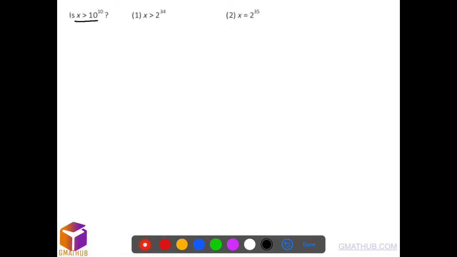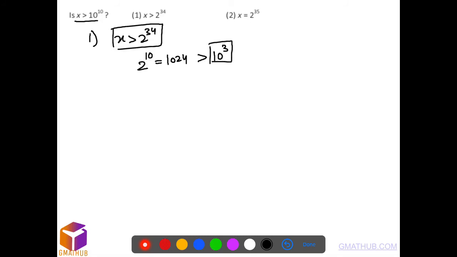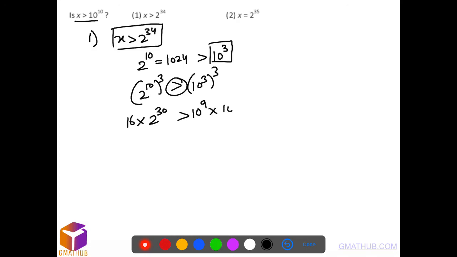Is x greater than 10 raised to power 10? First statement, x is greater than 2 raised to power 34. Now if you see, 2 raised to power 10 is equal to 1024. That is greater than 10 raised to power 3, which is 1000. Now if you take cube on both the sides, the inequality will remain the same. So 2 raised to power 30 is greater than 10 raised to power 9. Now if I multiply this with 16 and this with 10, obviously the inequality sign will remain the same. Now this will become 2 raised to power 34. So, sufficient.